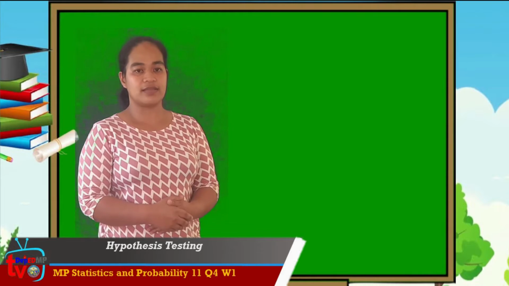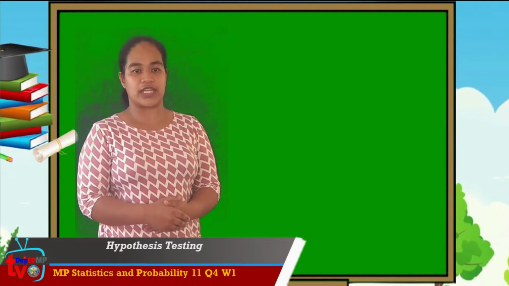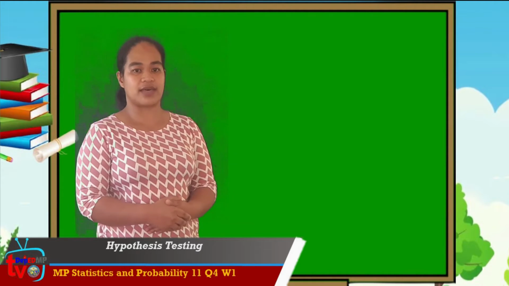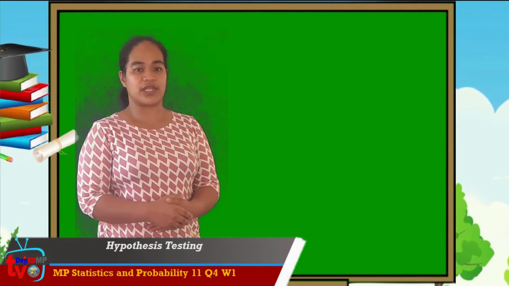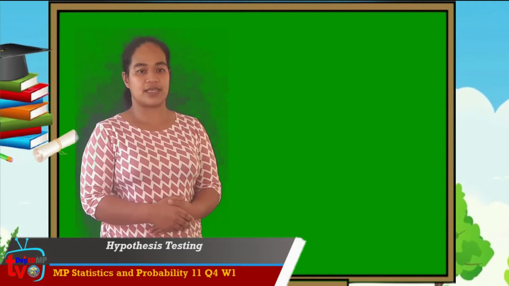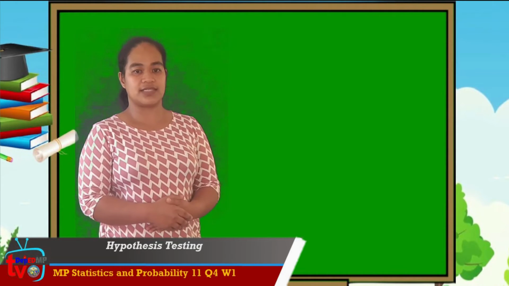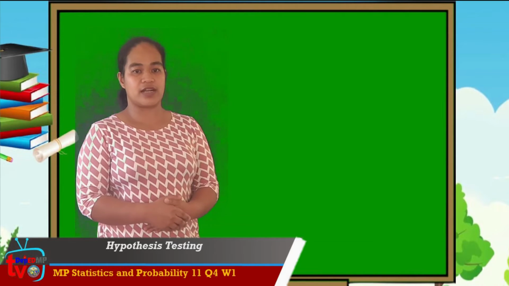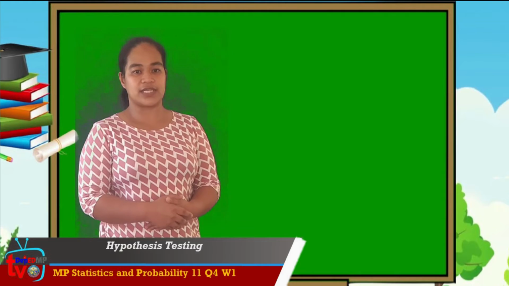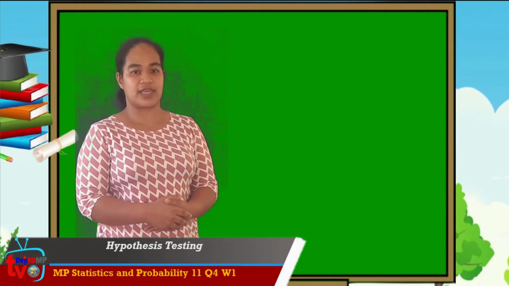The point that separates the rejection and non-rejection area is called the critical value, which is derived from the level of significance. In a hypothesis testing, the following are the most common critical values based on the level of significance and type of test.